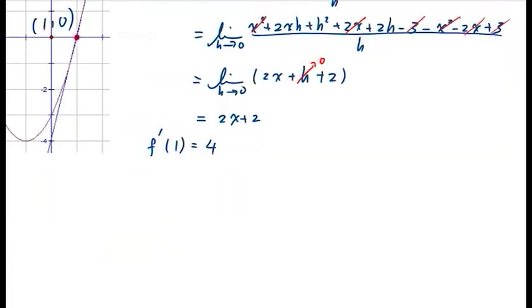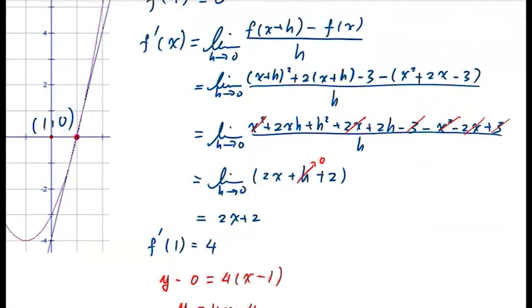Then we move on to point-slope form. So y minus 0 is equal to 4 times x minus 1. And of course, that gives you y is equal to 4x minus 4. Now, if you look at this graph, does this thing look like y is equal to 4x minus 4? Sure, of course it does.